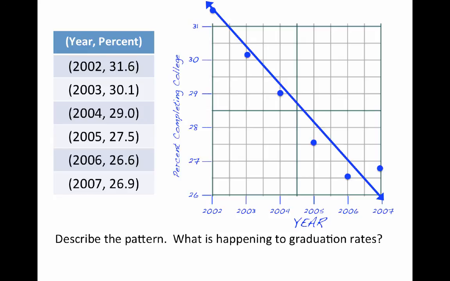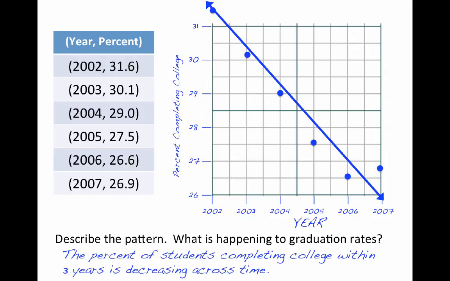Now, describe the pattern. What's happening to graduation rates? Pause the video while you write that down. What's happening to graduation rates? The percent of students completing college within 3 years is decreasing across time. That means in 2007 there was a smaller percentage of students completing college within 3 years than there was in 2002.